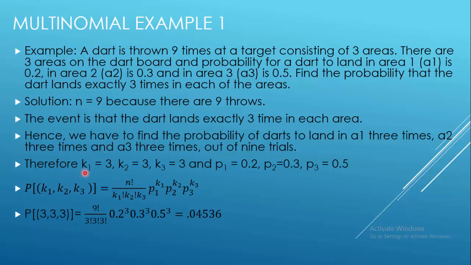So K1 is equal to 3, K2 is equal to 3, and K3 is also 3, because K1 corresponds to area 1, K2 corresponds to area 2, and K3 corresponds to area 3. And these probabilities, P1 is 0.2, P2 is 0.3, and P3 is equal to 0.5. They also correspond to the respective areas. So we simply plug in the values in this equation and we get the probability 0.0536.